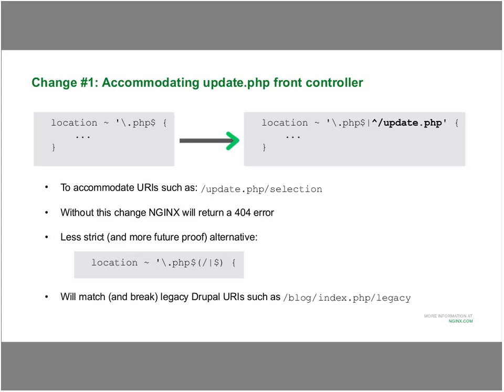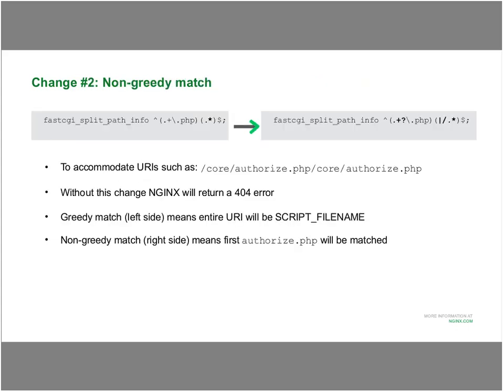And the version on the left is a greedy match, so it's going to go ahead and match the entire URI up to the second .php and try to call out with that as a script name, and that's obviously going to be not found. So what we do on the right side is add that little question mark there, which makes it non-greedy, which means it'll match just the first PHP and use that as the script file name, and then the second half, or the second core/authorize.php, will be the path info that's passed on as well.